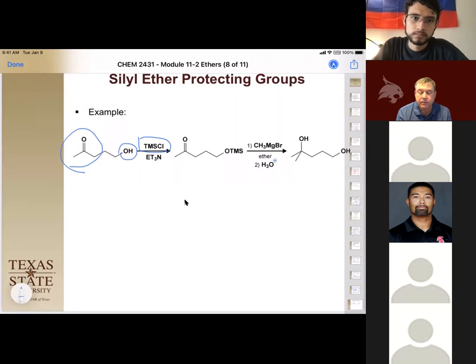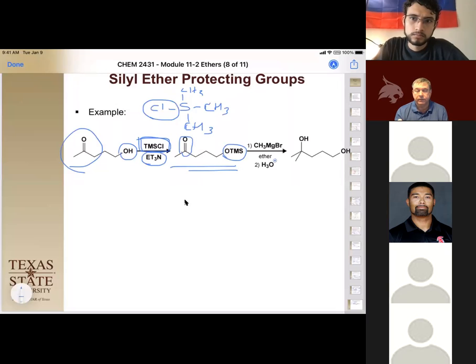And that trimethylsilyl is commonly called the TMS group, not to be confused with the TMS we use in NMR, that's tetramethylsilane. But TMS chloride right here has this chloride group as a leaving group. And we typically use a base like triethylamine in it. And when we do that, it does not react with the carbonyl. It only reacts with that alcohol to create that silyl ether.